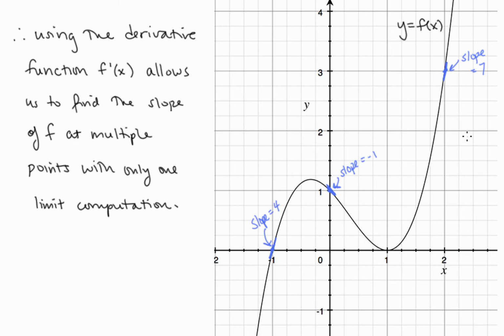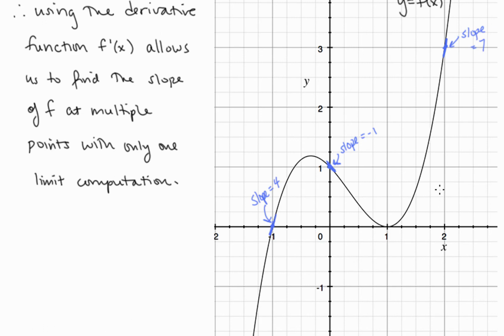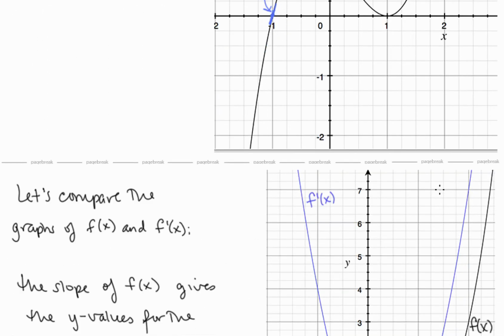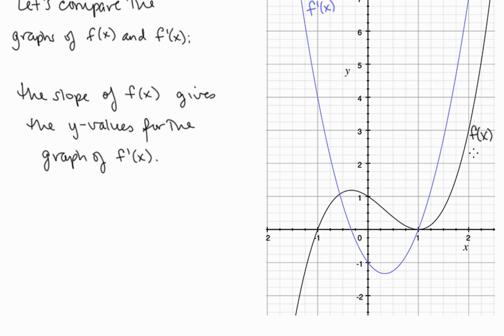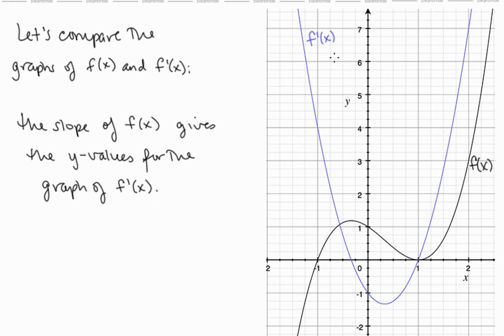Now also, let's compare this original f of x to the graph of its derivative on the same set of axes. So here's the original function f of x, and here is its derivative f prime of x on the same set of axes. So let's see what we found. We found that the slope here was equal to 4. Well, notice the y value on the derivative function f prime is equal to 4. This is saying f prime of -1 equals 4.